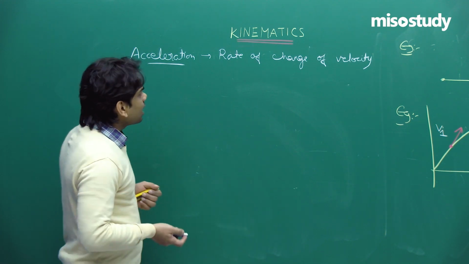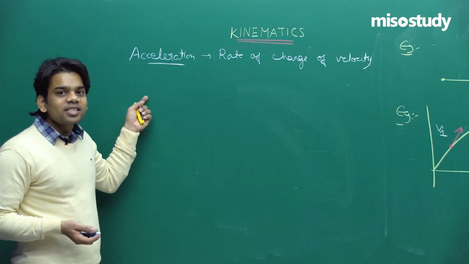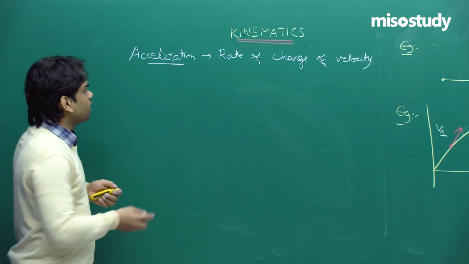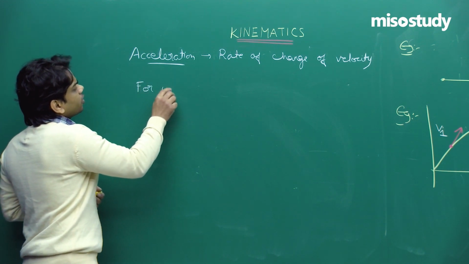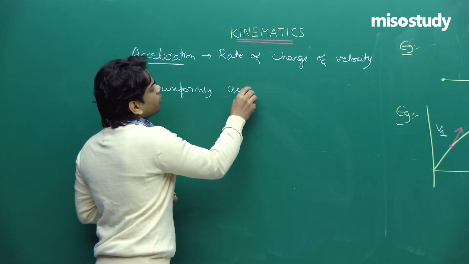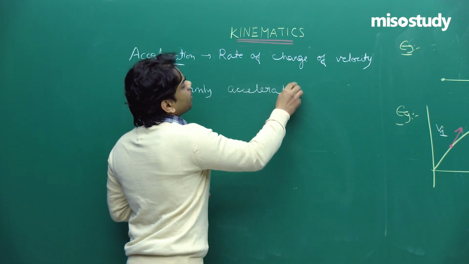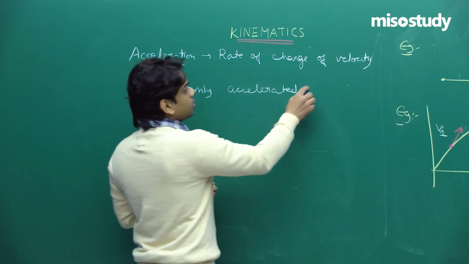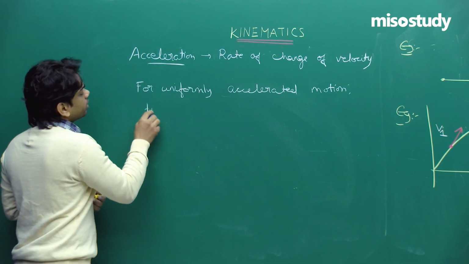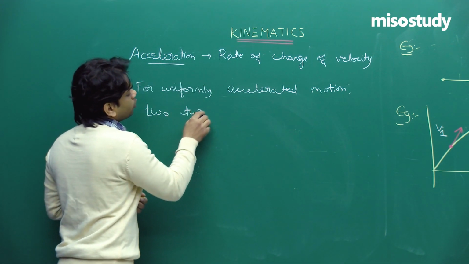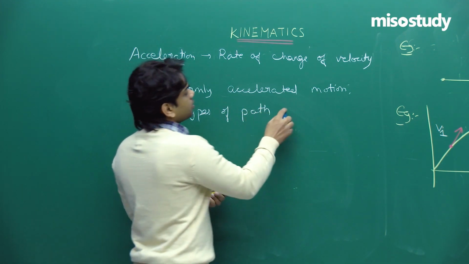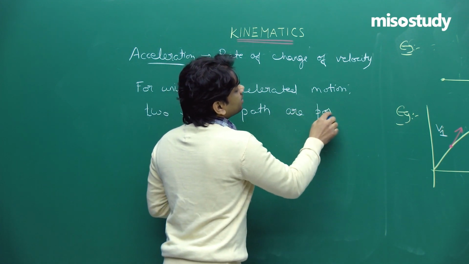on the body. Now, whenever a uniform acceleration is acting on a body, there are two kinds of path possible for uniformly accelerated motion. You should note this point especially. For uniformly accelerated motion, two types of path are possible. These are given as follows.